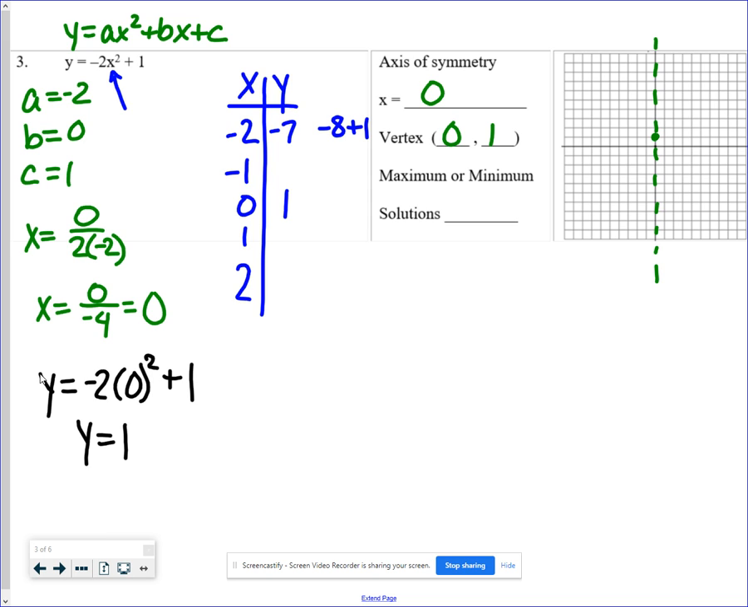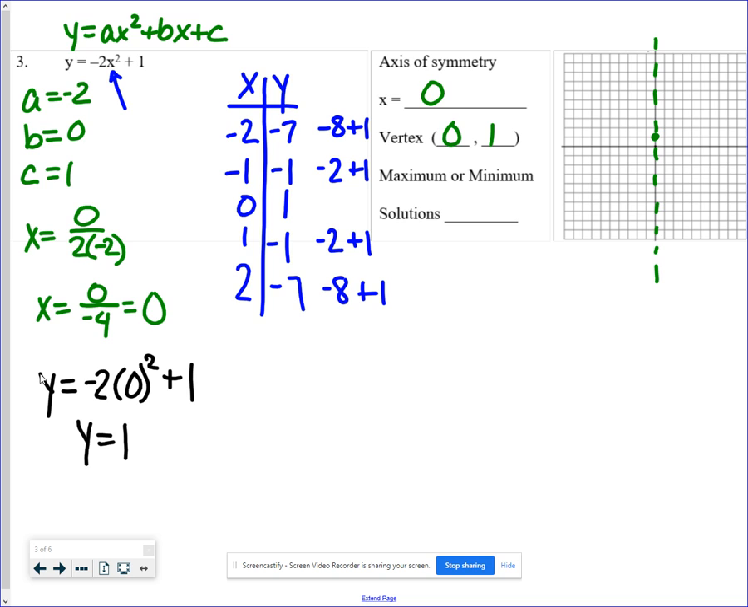When I put in a negative 1, negative 1 squared is 1 times negative 2 is negative 2, plus 1 is negative 1. Now, if we did this right, we should see some symmetry on the other half of this. When I put a positive 1 in there, 1 squared is 1 times negative 2 is negative 2, plus 1 is negative 1. And when I put a 2 in there, 2 squared is 4 times negative 2 is negative 8, plus 1, negative 7.